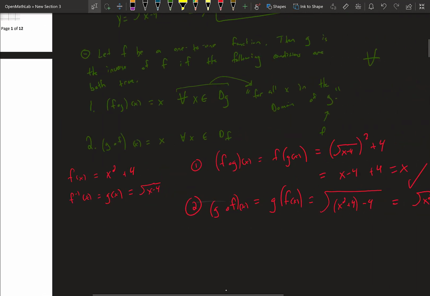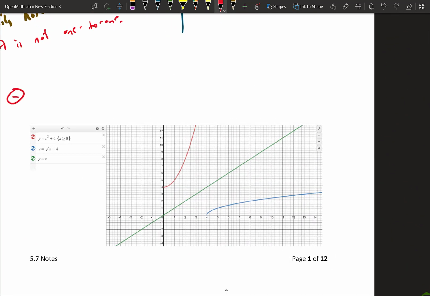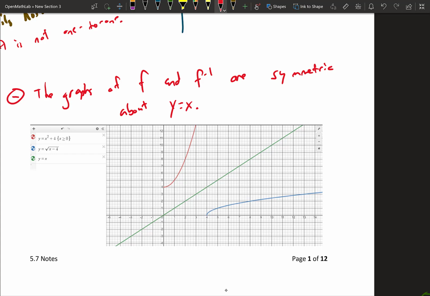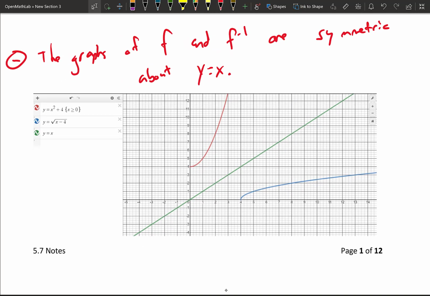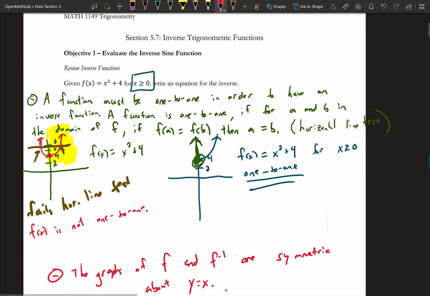Another thing to look at and check, and I'll go back to the bottom of page 1. Another note is that the graphs of f and the inverse of f are symmetric about the line y equals x. I have a screenshot here from Desmos, an online graphing calculator. This red is our f of x with the restricted domain, and here's f inverse of x, and here's the line y equals x. You can see that they are symmetrical about that line. Those are some properties of inverse functions.